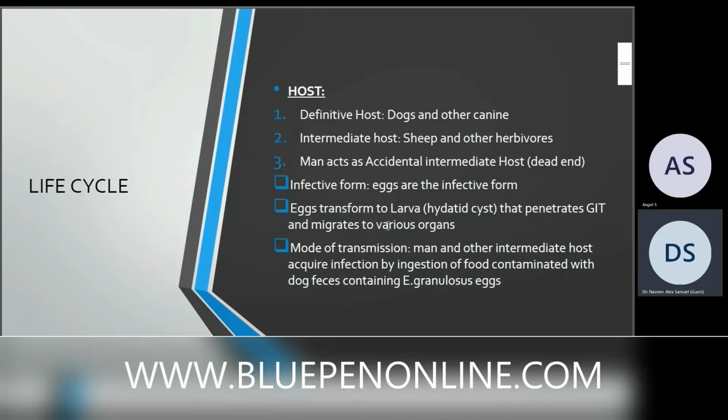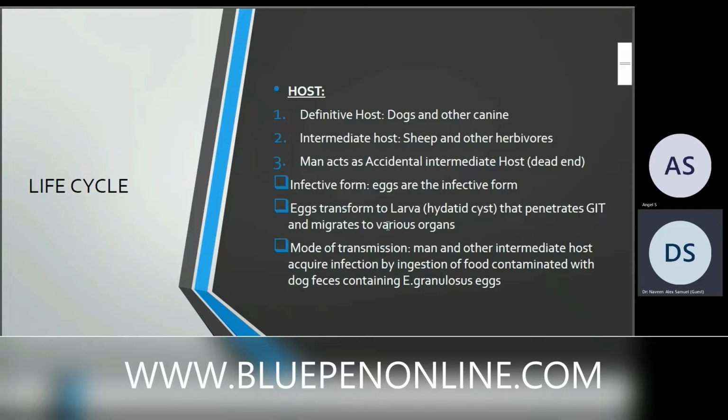Then there's the life cycle. Life cycle is very important. That's what I told you. The definitive hosts are dogs and other canines like wolves, foxes, or the cat. The intermediate host is the sheep and other herbivores. Remember, man acts as an accidental intermediate host.